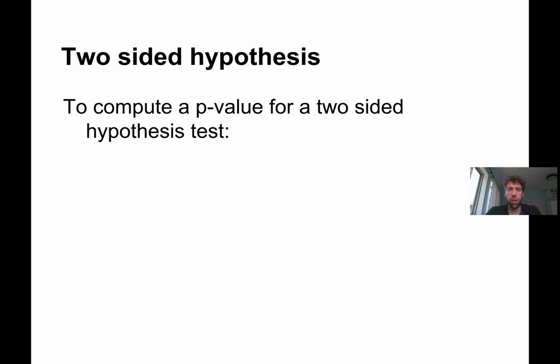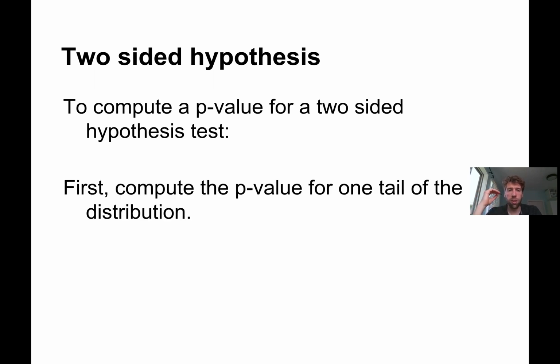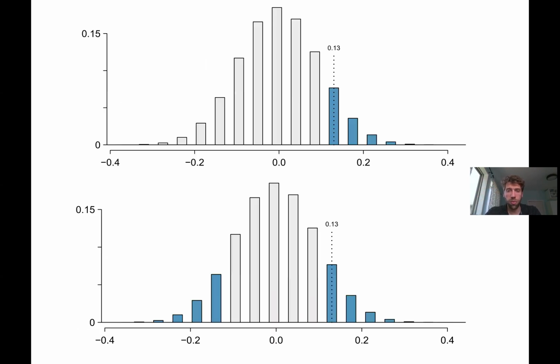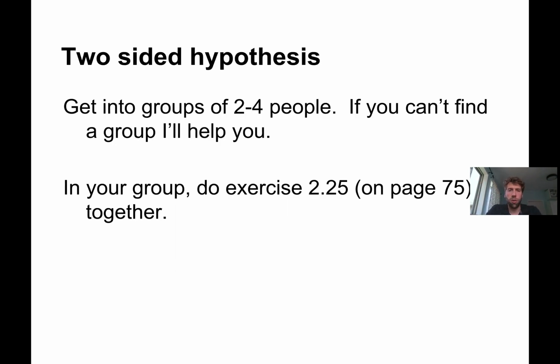Okay, so to compute p-value for a two-sided hypothesis test, first compute the p-value for one tail, and then it should be less than 50%. If it isn't, you're computing the wrong side. Then double that value. So for instance, compute the p-value for one tail, and then double the value to get the other tail.